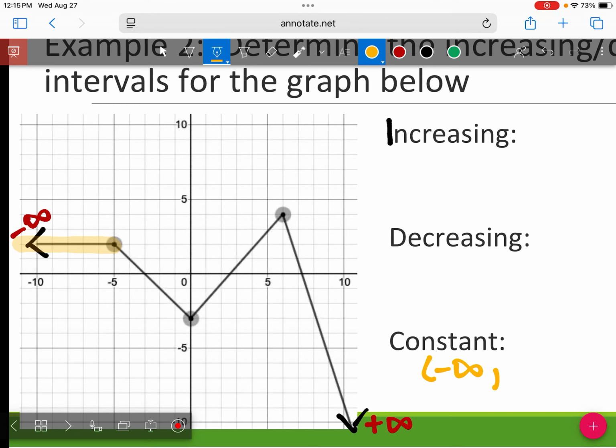So that means that from negative infinity until x equals what? What does x equal when it stops being constant? Negative infinity to -5 is constant. And then what does it start doing at -5? Does it start to go down or does it start to go up? Down. So starting at -5, ending here is decreasing. And it's decreasing from -5. What does x equal right here though? 0. So you would say -5 to 0.